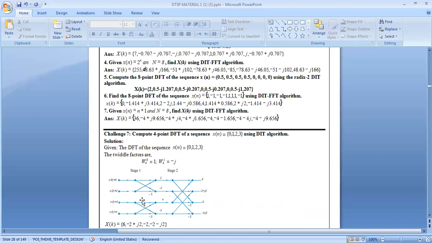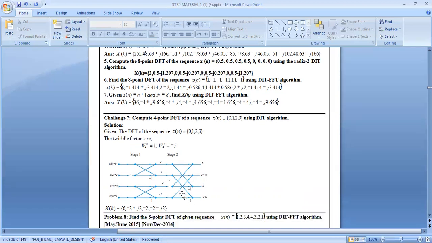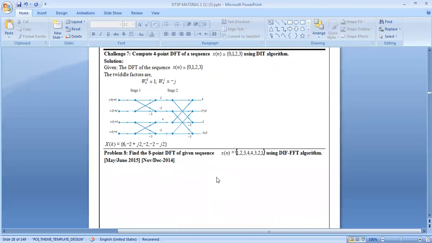So this will be combining over here with W4 power 0 and 1. Obviously 0 plus 2 will be 2, 0 minus 2 will be minus 2. Similarly 1 plus 3 will be 4, and 1 minus 3 will be minus 2. In the next stage we will be combining with the 4-point sequence, multiplied with the values 1 and minus j. The first value is 2 plus 4, which is 6. The next is 2 minus 4, which is minus 2. The next one is minus 2 plus 2j, and this one is minus 2 minus 2j. So this is the way to compute the DIT algorithm.